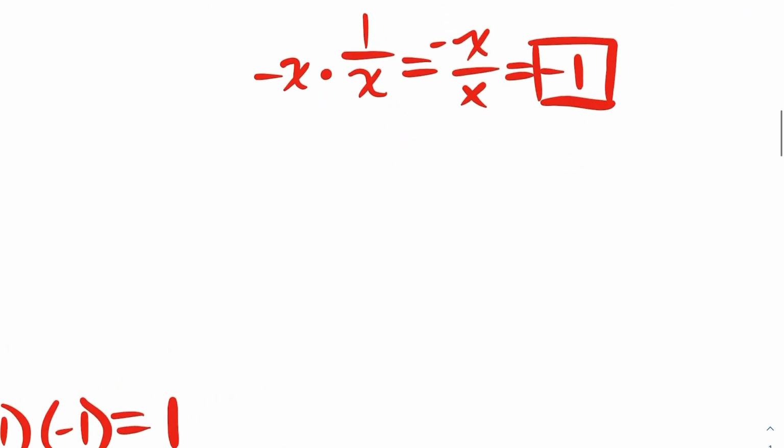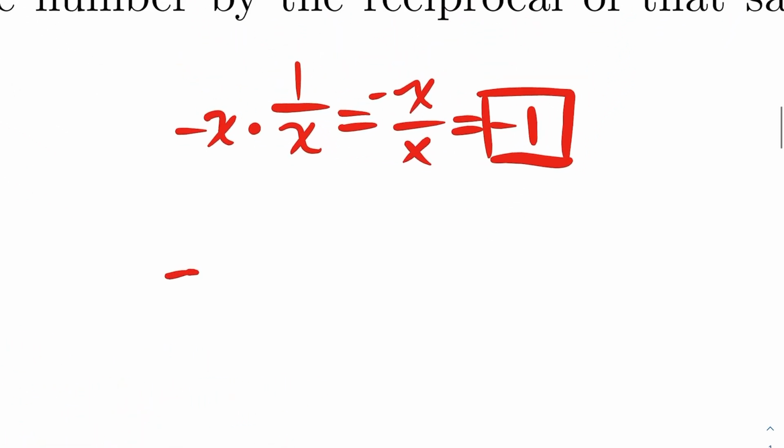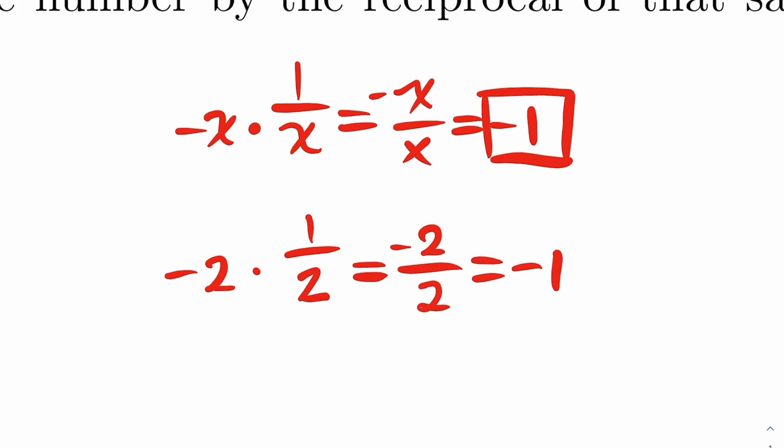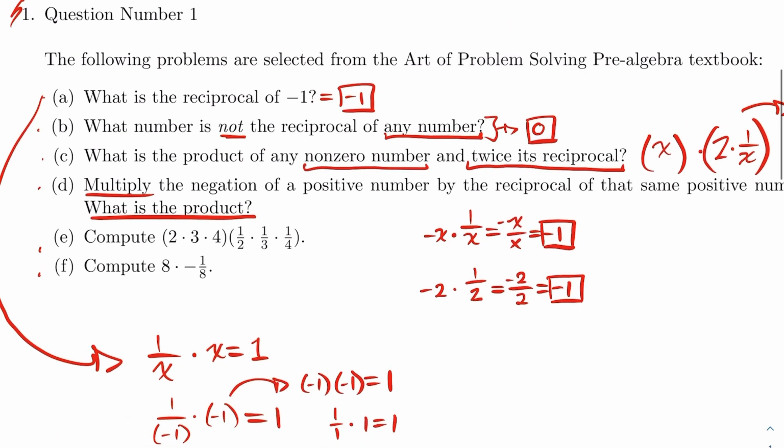We can plug in any number here. Let's do -2 times 1 over 2. What we get is -2 over 2, which is the same thing as -1. And so we get that once again.